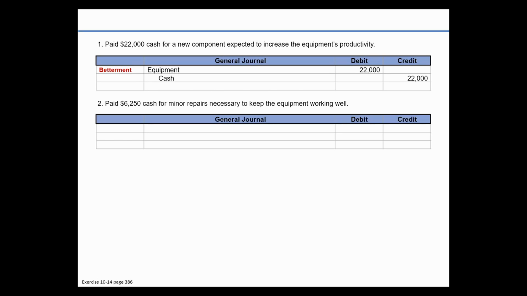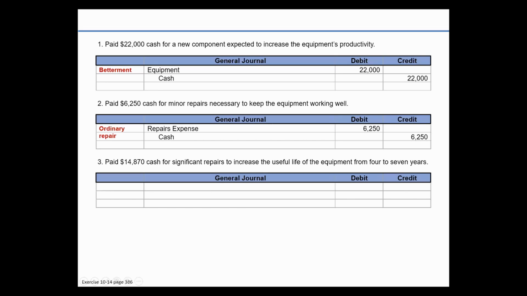This is something ordinary, just to keep it running. So it's an ordinary repair. Then it would be repairs expense debit $62.50, credit cash $62.50. And finally, number 3, they paid $14,870 in cash for significant repairs in order to increase the useful life of the equipment from 4 years to 7 years. And so again, that is an extraordinary repair. They're doing that in order to extend the machine's life. So equipment debit $14,870, credit to cash $14,870.